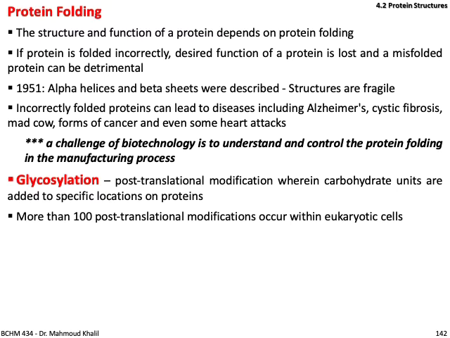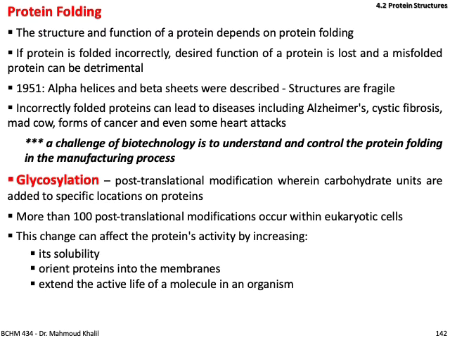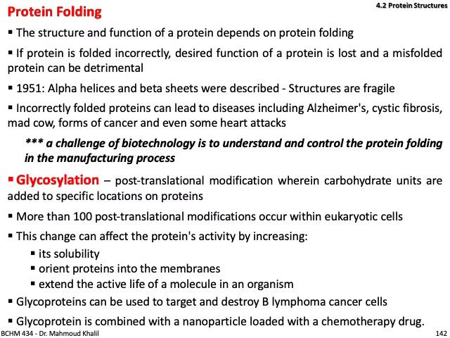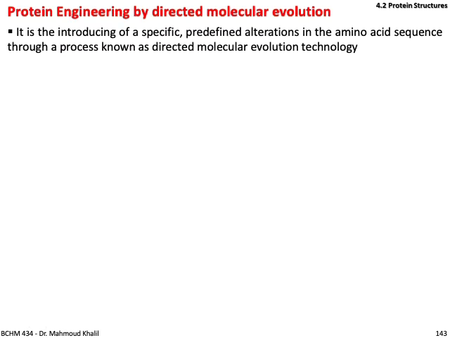The process of glycosylation is a very important process for the function of a protein. It's a post-translational modification wherein carbohydrate units are attached to specific locations on proteins. More than 100 post-translational modifications occur within eukaryotic cells. This change can affect protein activity by increasing its solubility, orienting the protein to the membrane, and extending the active life of the molecule in an organism. This glycoprotein, which undergoes glycosylation, can be used to target and destroy B lymphoma cancer cells. The glycoprotein is combined with a nanoparticle loaded with a chemotherapy drug.